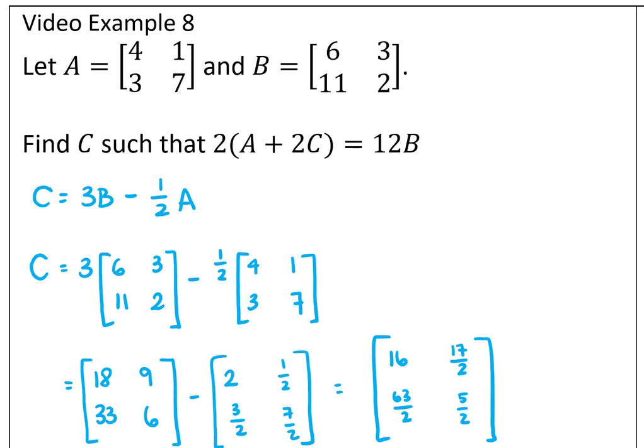Now I turned all of my fractions into improper fractions. You don't have to. You could leave them as decimals or as mixed fractions, but I find it easiest to think of them as an improper fraction like 17 over 2 than to think of it as 8 1/2. So I prefer that notation, and it's easier to think of that as one unit of numbers.